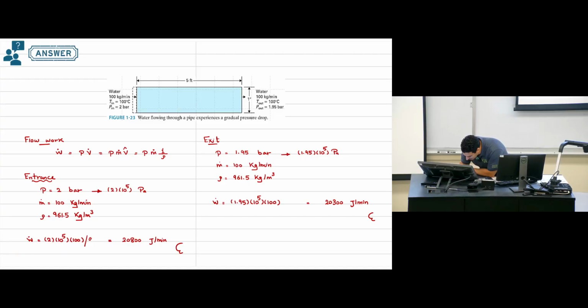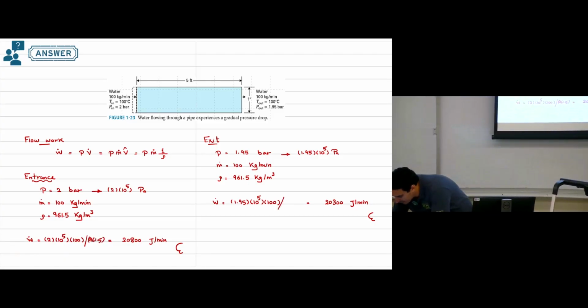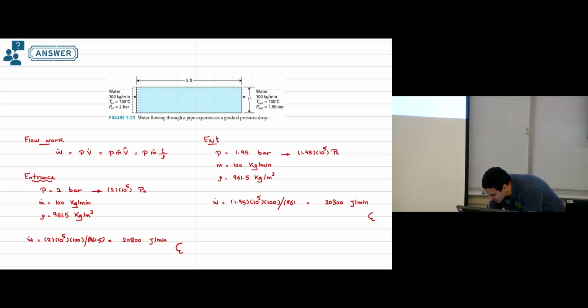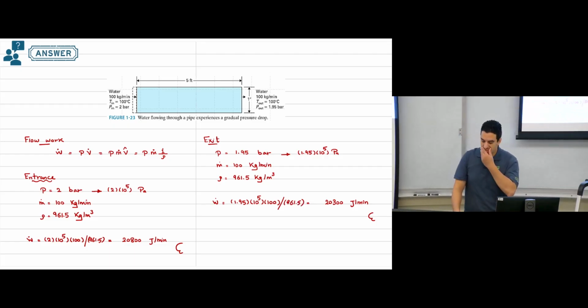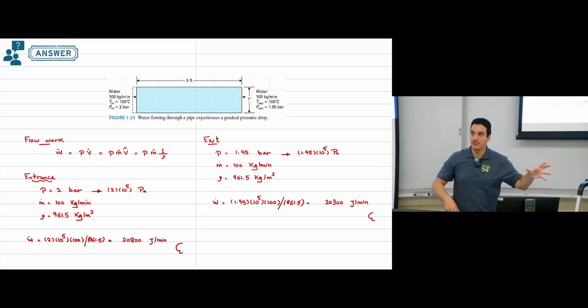So this one divided by 961.5 divided by 961.5. Okay. So here now we calculate the rate of work at the inlet and the rate of work at the outlet, but both of them have the same sign.